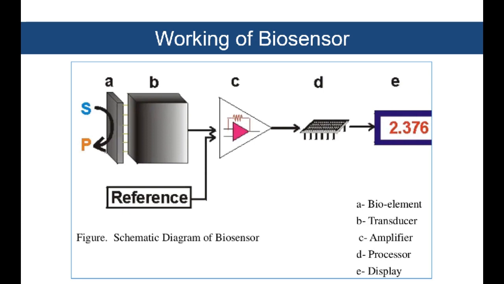So this is the basic schematic diagram of a biosensor, showing how the biosensor works. First, A, bioelement; second, B, transducer; third, amplifier, processor, and display. This is the chronological chart of the working of a biosensor.